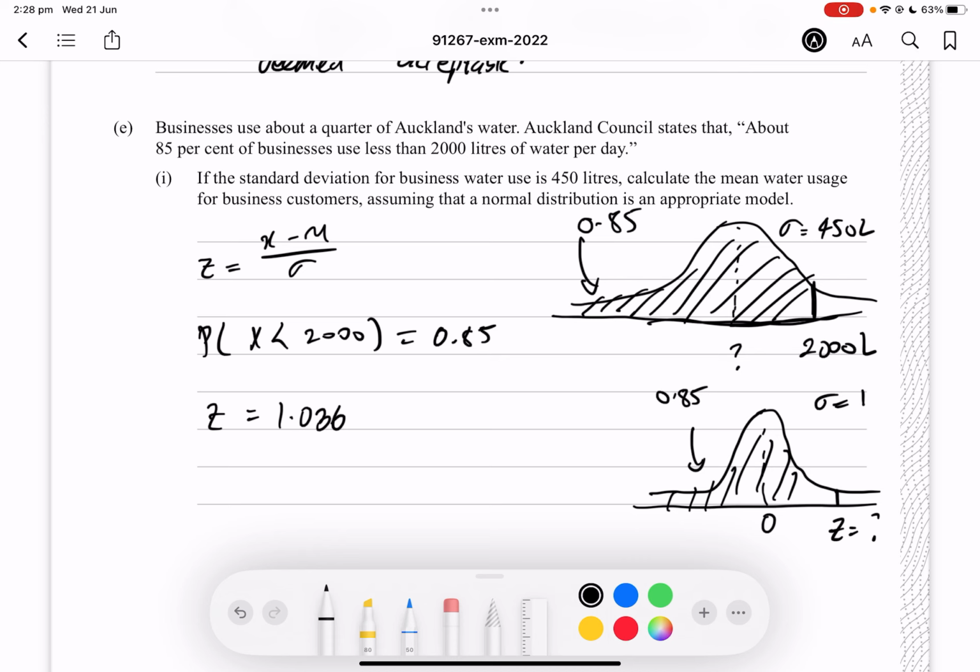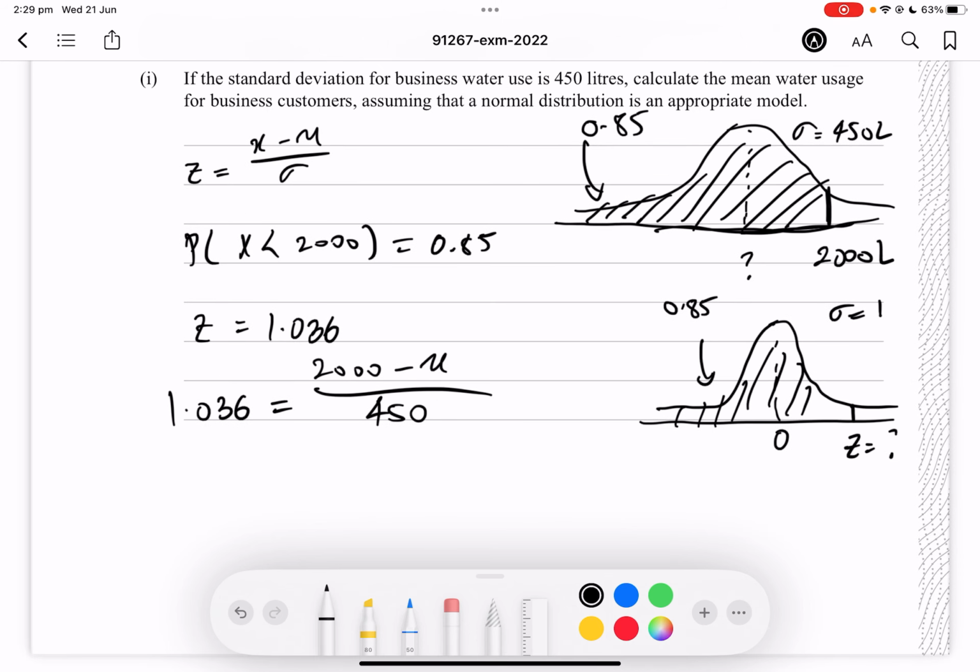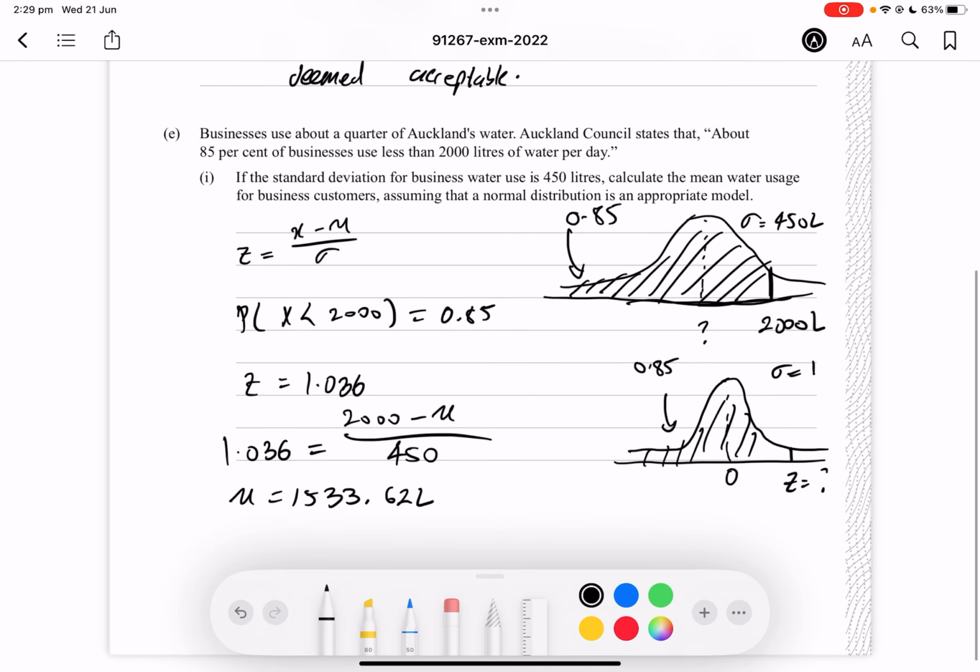Okay, so now we can say that 1.036 is equal to some X value, which we know is 2,000, minus the mean, which we don't know, divided by the standard deviation. And now we can just rearrange to find the value of the mean, which is equal to 1,533.62 liters per day. And that will be part I.